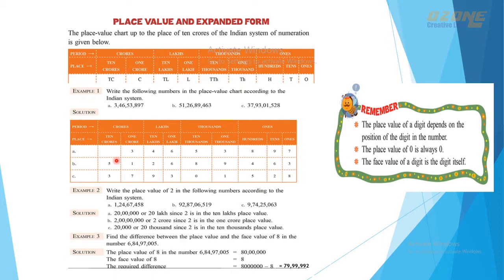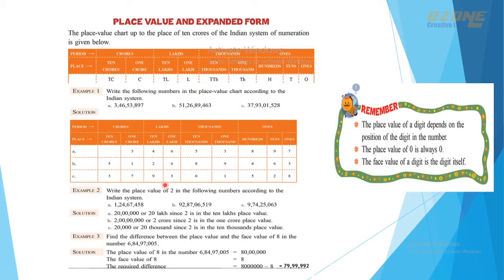Now, place value and face value also we have studied. Place value of a number is nothing but the position in which that number stands. That is considered as place value, and the face value of a number is the same number itself. So we'll go through the examples. Example 1 we have already told: write numbers in the place value chart.